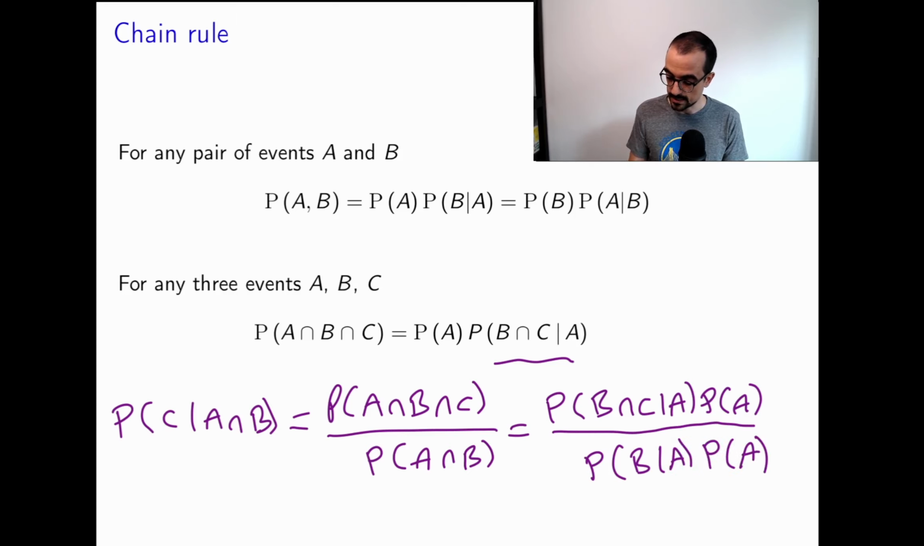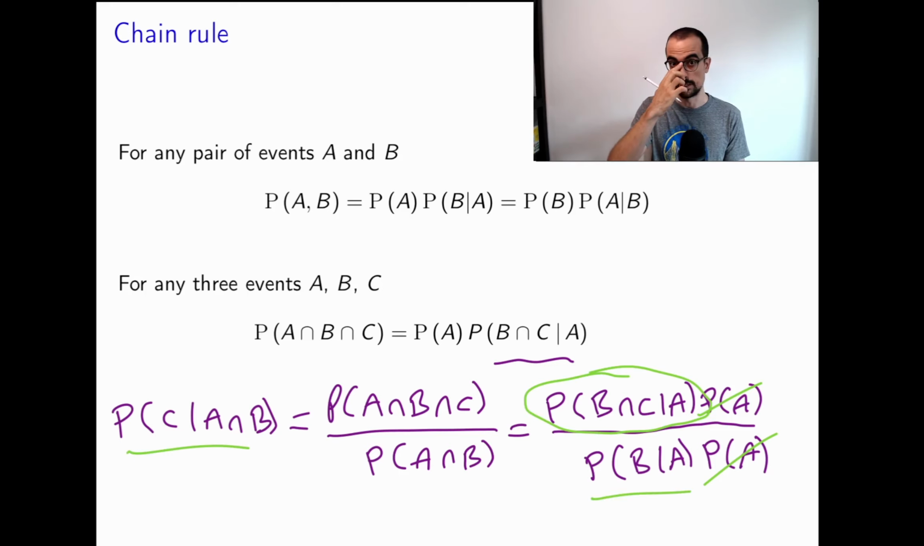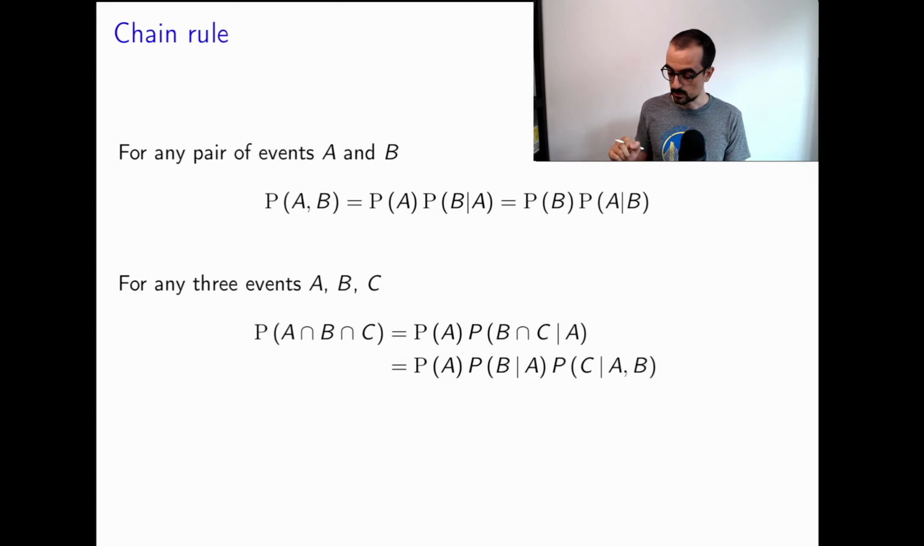And now we can cancel out these probabilities of A, and we get an expression for the probability of B intersection C conditioned on A, which is the probability of C conditioned on the intersection times the probability of B conditioned on A. So this times this, we can plug in here. And what we obtain is the chain rule for 3 events.